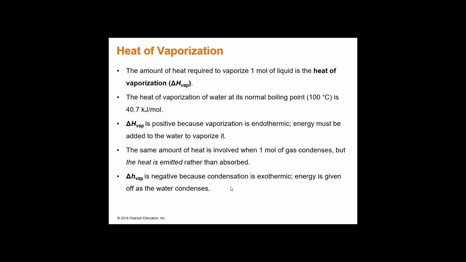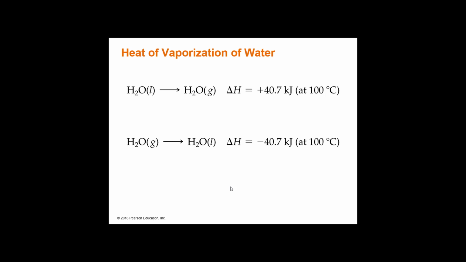Excuse me, the change in enthalpy of vaporization is positive because vaporization is endothermic. Energy must be added to the water to vaporize it into steam. The same amount of heat is involved when 1 mole of gas condenses, but the heat is emitted rather than absorbed. So the change in H of condensation is negative because condensation is exothermic, but it's still 40.7.